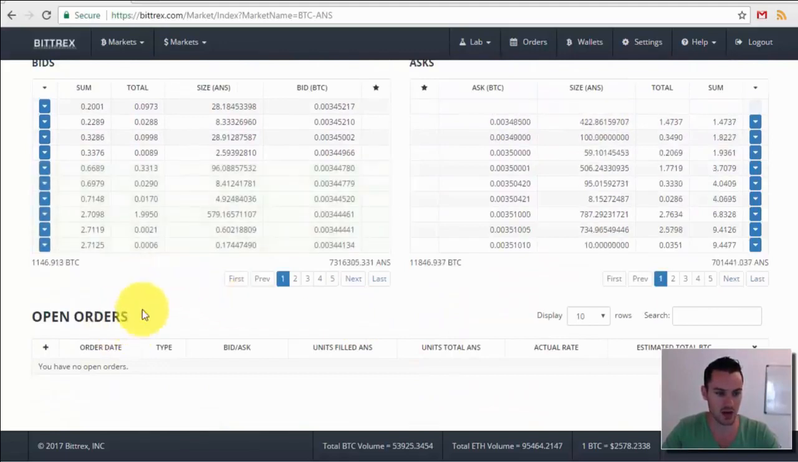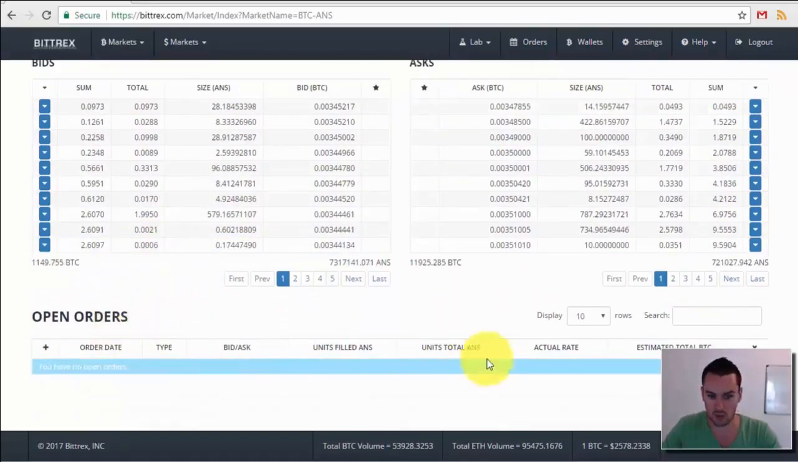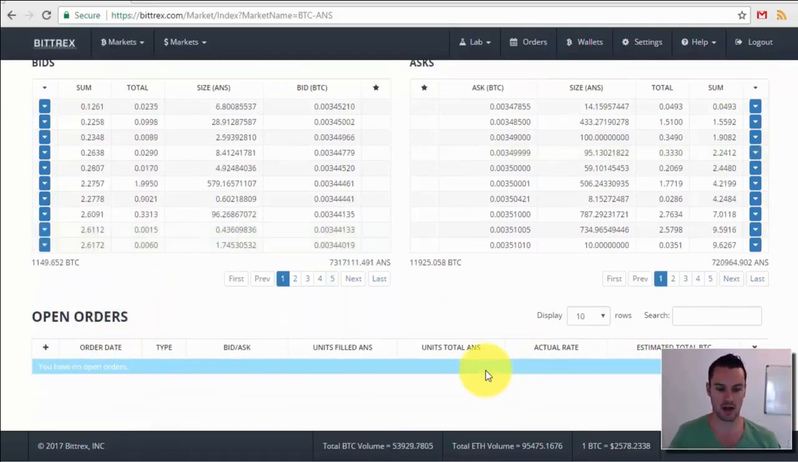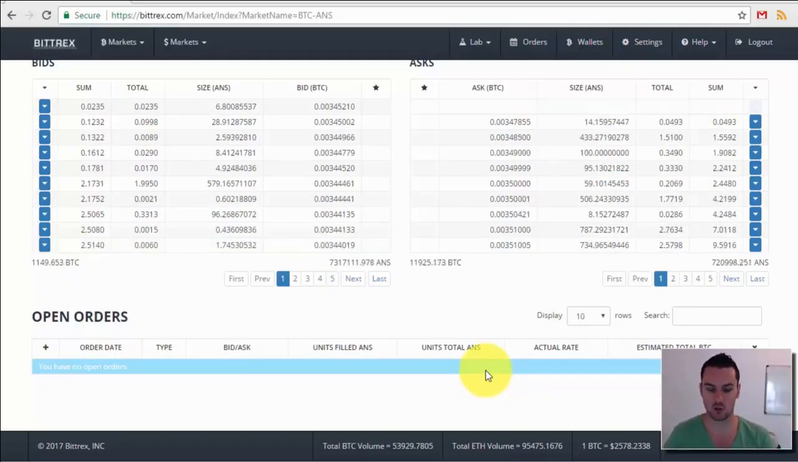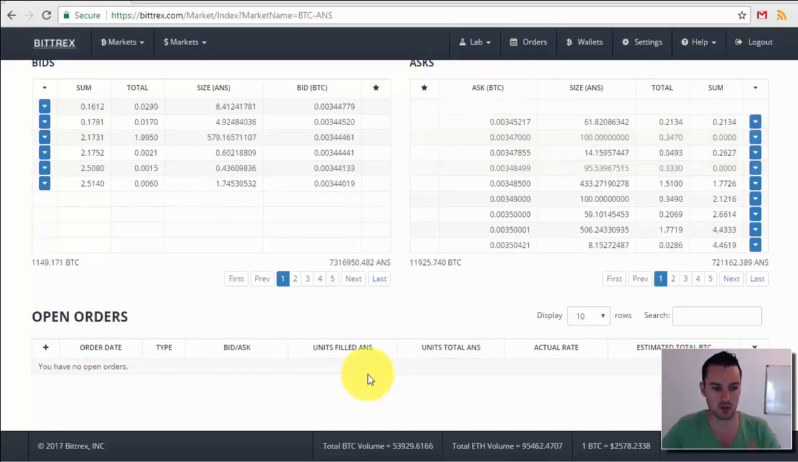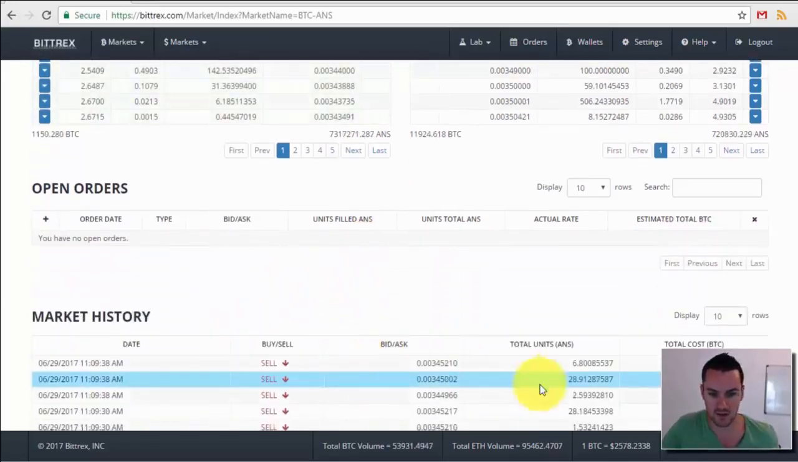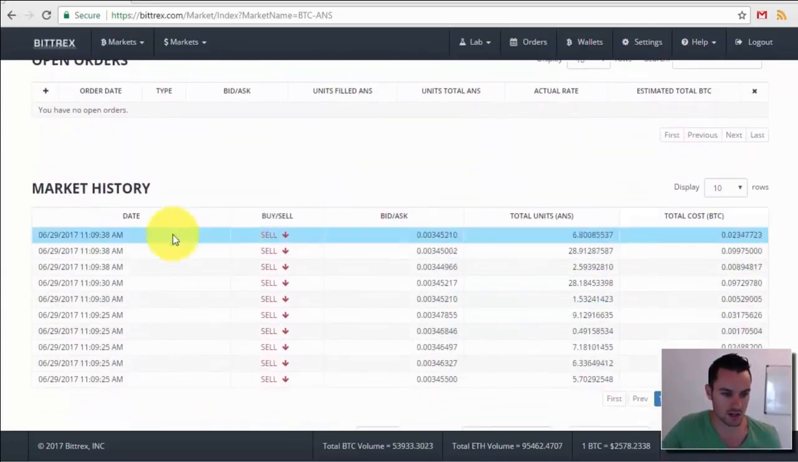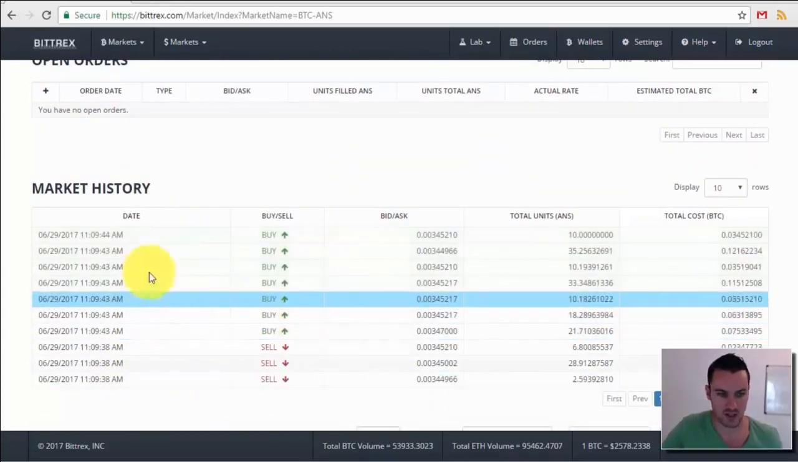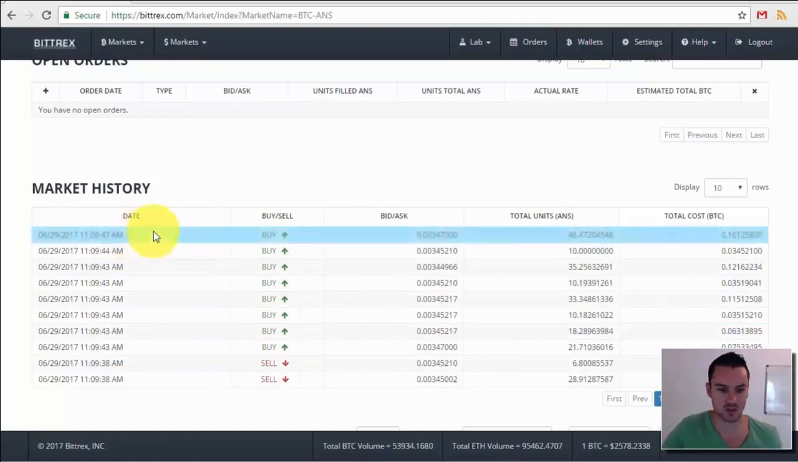So that's really it. You have your open orders then. So if you had any orders set that were buy orders or sell orders that weren't on the market price, so they were either below or above, then you would see them here because they haven't been executed yet. And then you can just see there's the actual market history, so you can see every trade that is happening on this exchange on ant shares at the minute.